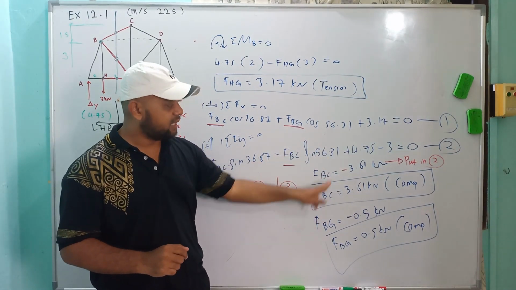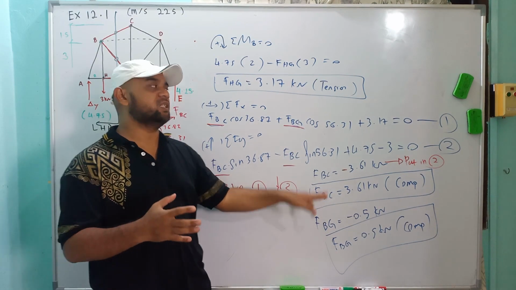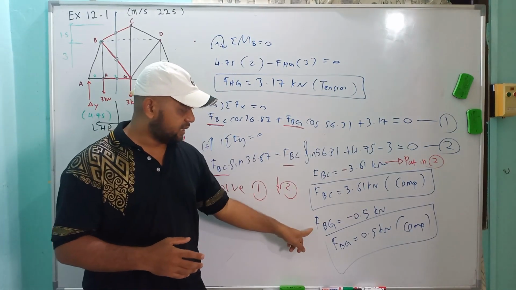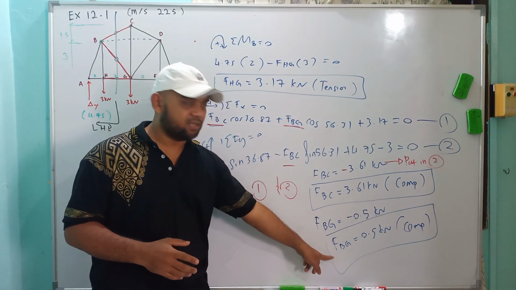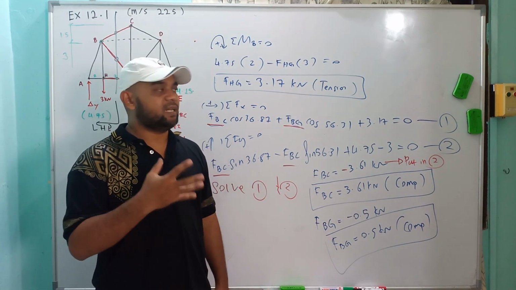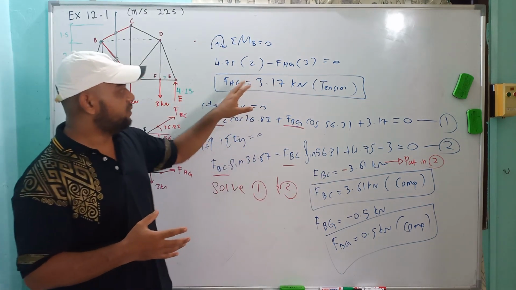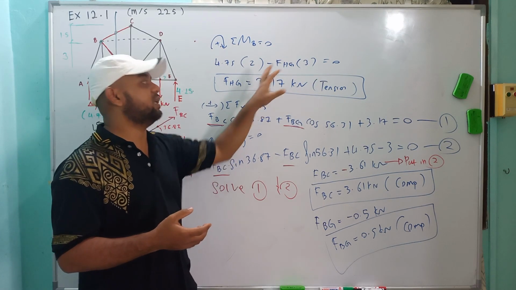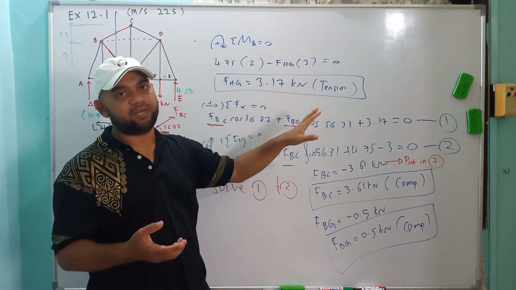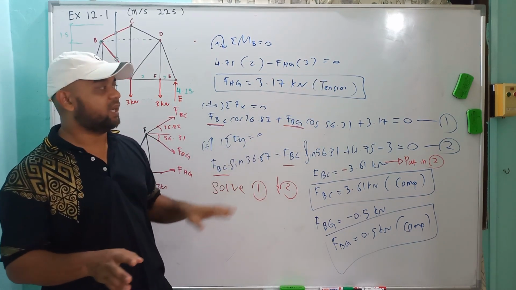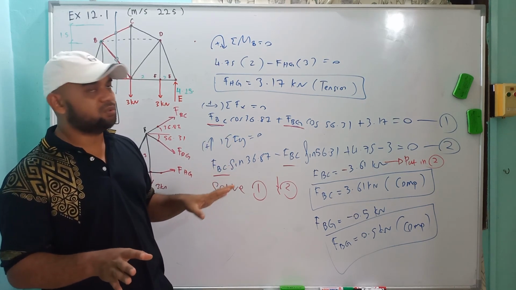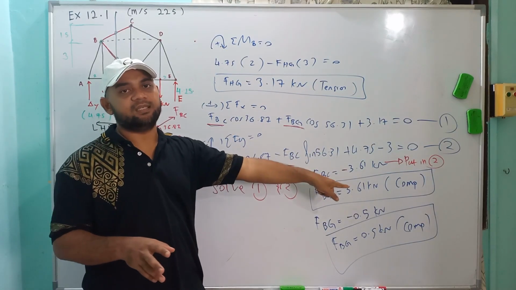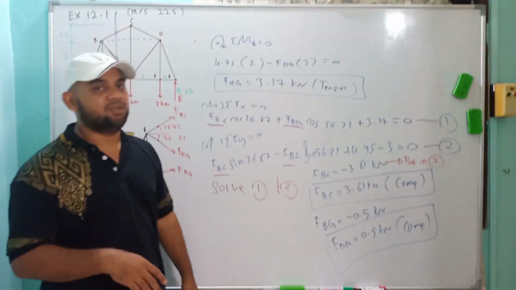This is our interpretation: negative meaning that it is in compression, because we assume everything is in tension. Okay, so put back in the equation, you get the second answer, which is also negative, meaning that it is in compression. And please write the answer this way, with the magnitude and the condition. Because the question normally asks you for the magnitude and also whether it is in tension or in compression. You have to write that. If you don't, you will lose some marks. At least if you don't want to write the whole tension or compression, just put T or C. At least that is your answer.